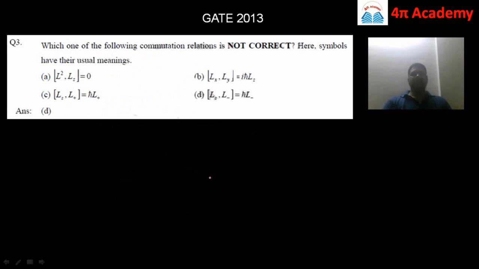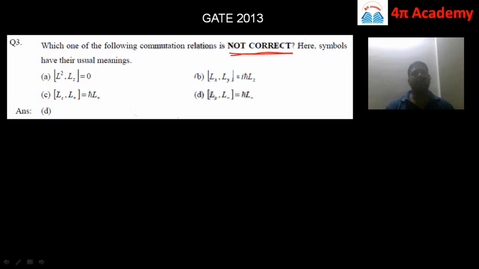Now let us look at the third problem. This is the problem from GATE 2013 examination, which one of the following commutation relations is not correct. Here symbols have their usual meanings. So now it has been specifically asked that you have to identify which of the following is not correct.